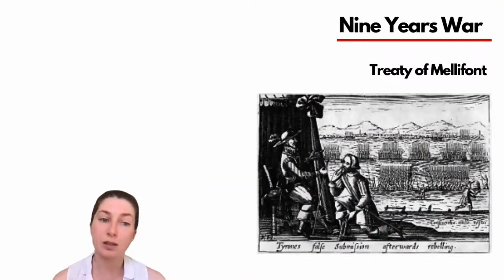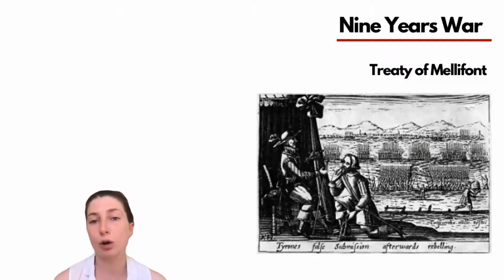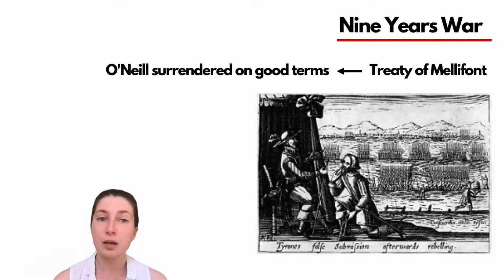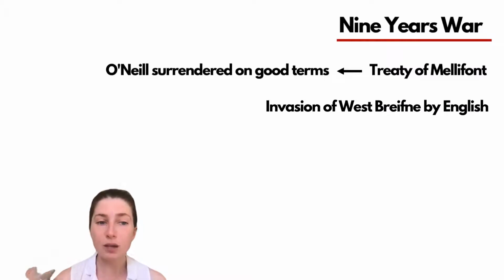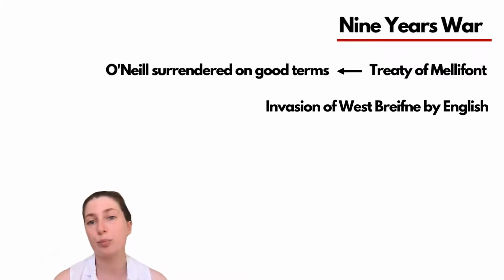The first thing that James did was call for a treaty, which we call the Treaty of Mellifont. O'Neill agreed to the treaty and surrendered on good terms. However, following the treaty, the English invaded an area of Ireland called West Breifne. I'm really bad at pronouncing these names, my apologies.